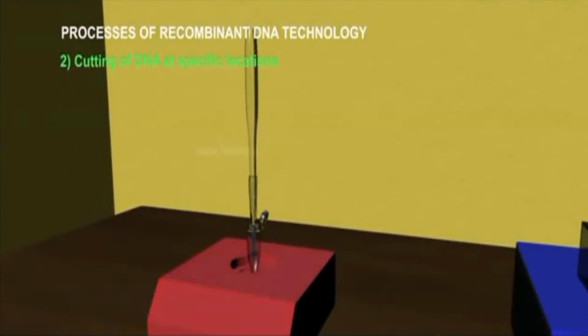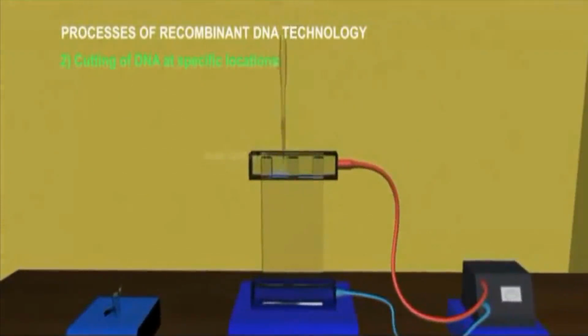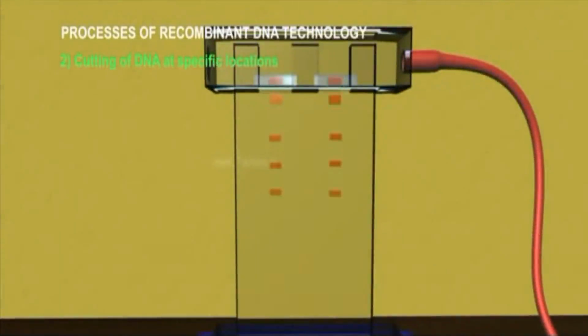When linear DNA is treated with a restriction enzyme, a large number of DNA fragments are formed. The resultant fragments are separated by gel electrophoresis. Finally, the desired DNA fragments are selected by the Southern blotting technique.